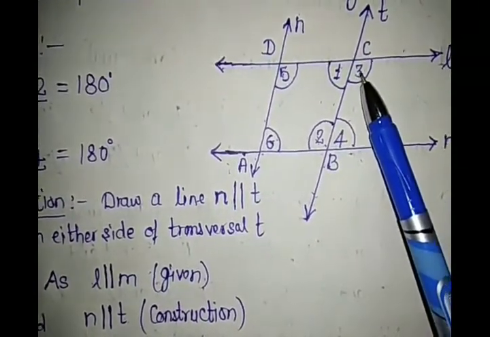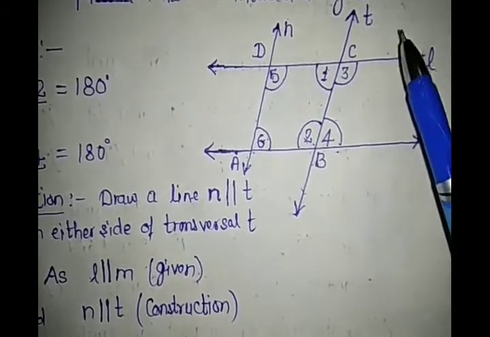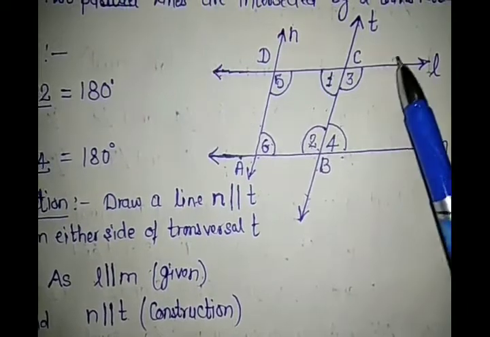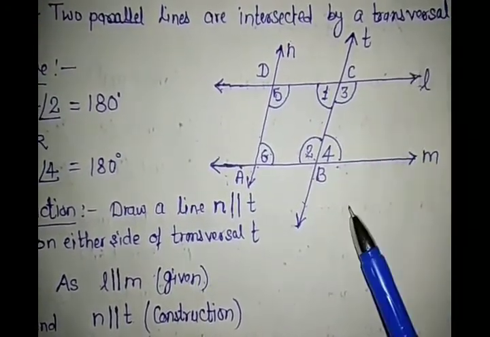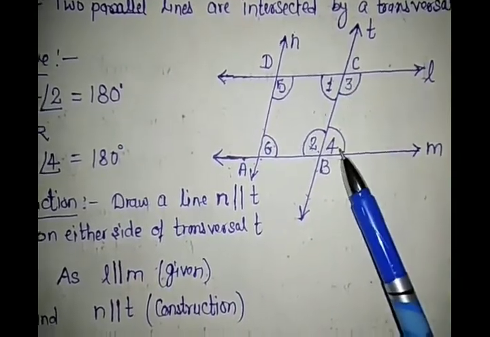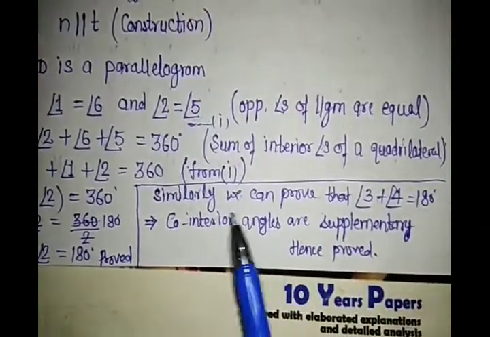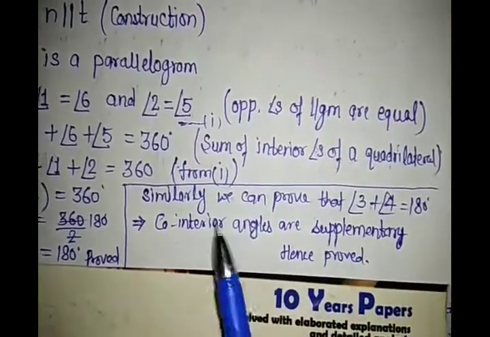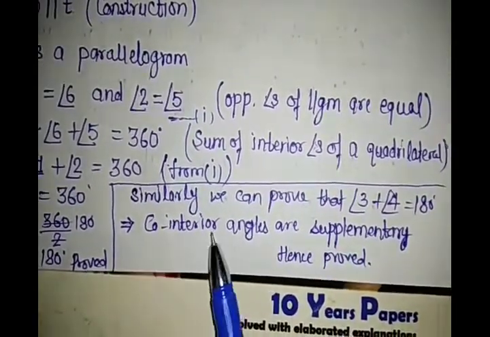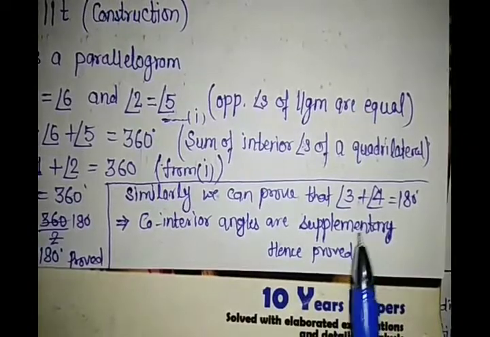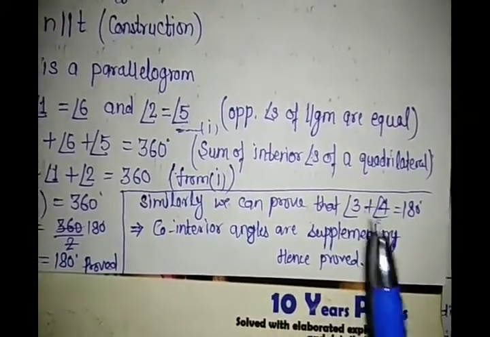Similarly, in the same way, we can prove that angle 3 and angle 4 are always supplementary, taking another parallel line on this side. We can prove angle 3 plus angle 4 is equal to 180. This implies co-interior angles are always supplementary when two parallel lines are intersected by a transversal.